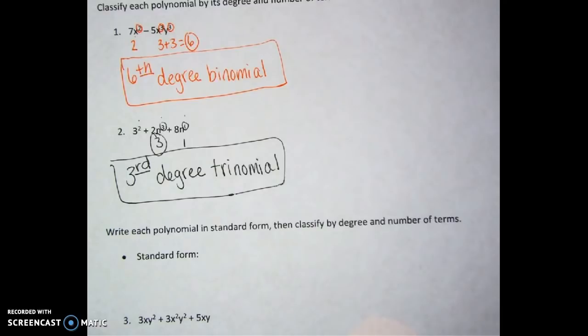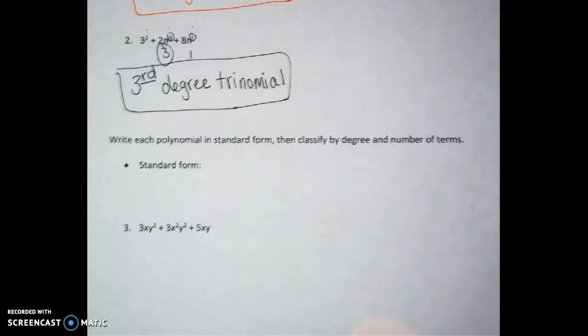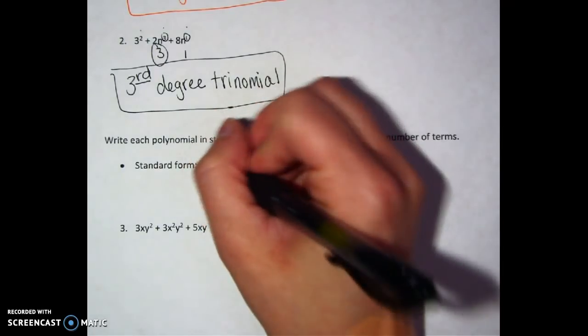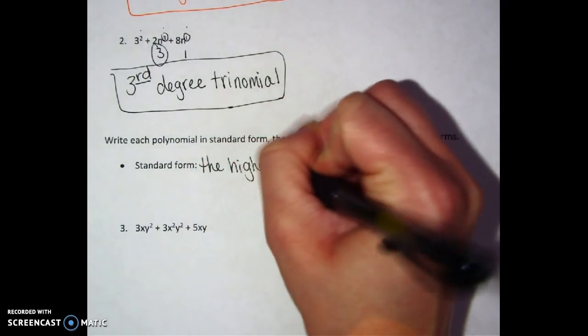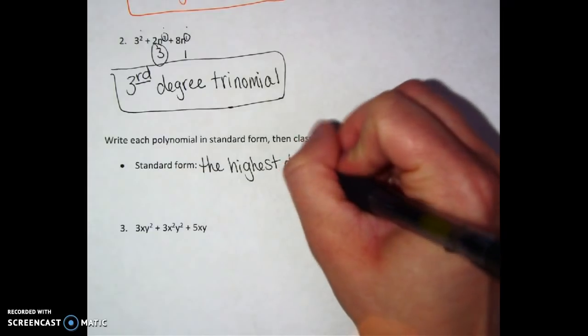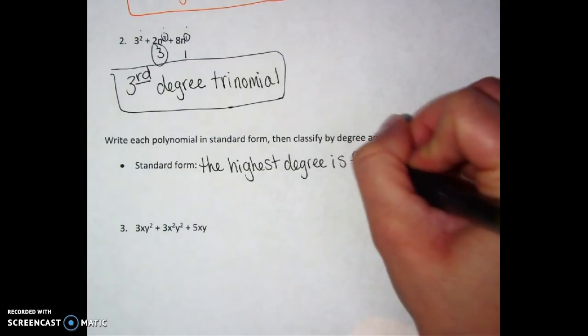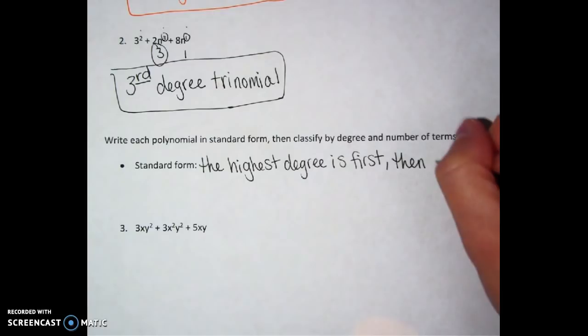Okay, now we're going to add a little bit to it. Down here it says write each polynomial in standard form, then classify by degree and number of terms. So, standard form is where you have the highest degree first. Then it goes in decreasing order.